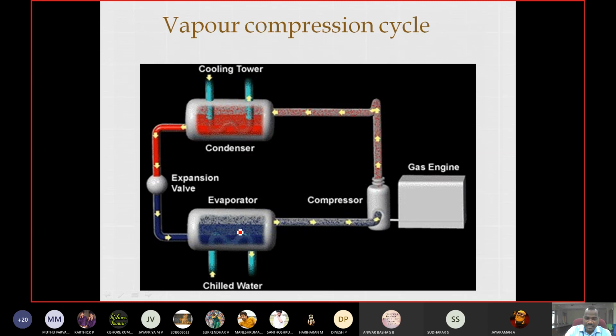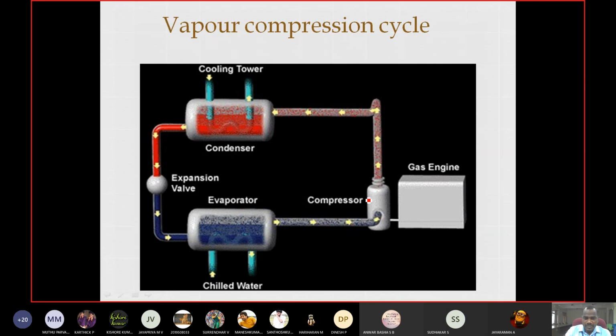Then after that, this is the cold portion, right? So this is the hot portion. The temperature of this portion will be more, then the temperature of this will be less. Then this low temperature is transferred to the medium, to the system or refrigerator, right? So this is the actual vapor compression cycle.